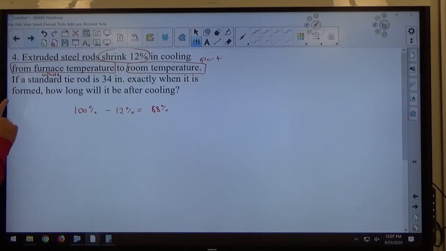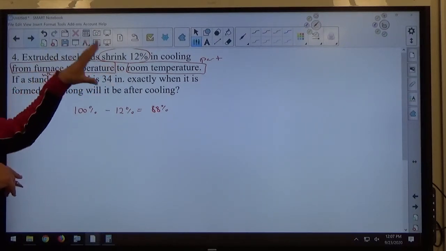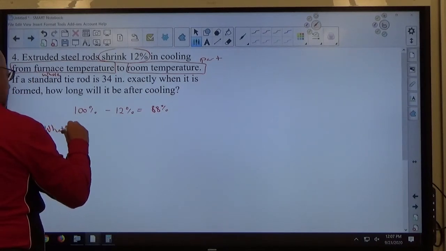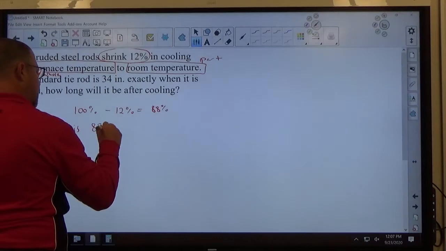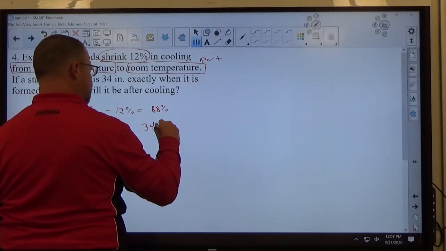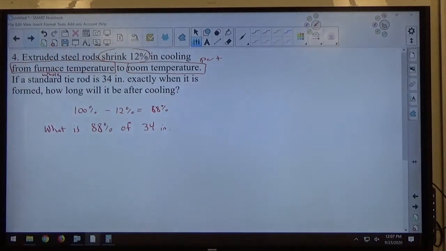So the whole is 34 inches. The part is what we're looking for. What's the end up after it cools? So what is 88% of 34 inches? It's formed in the furnace, and then it shrinks. So it starts off with that, ends up smaller.